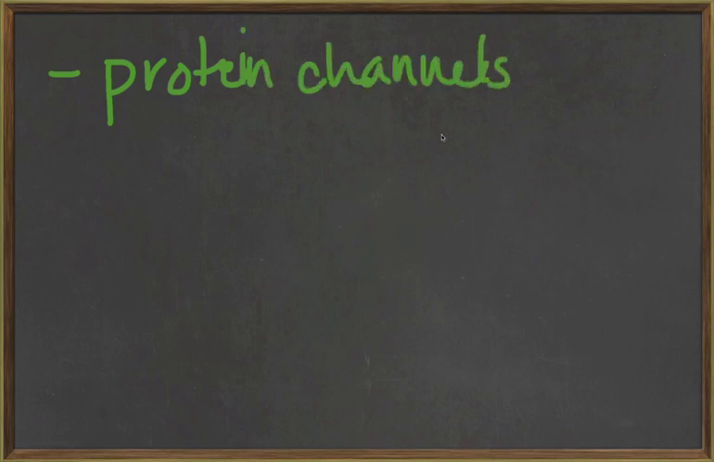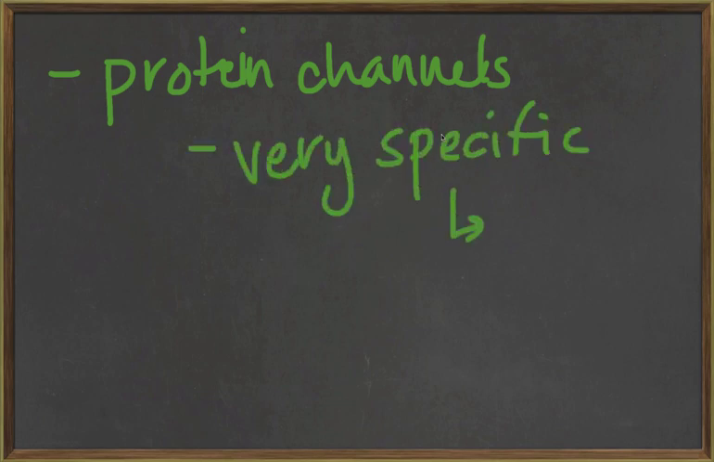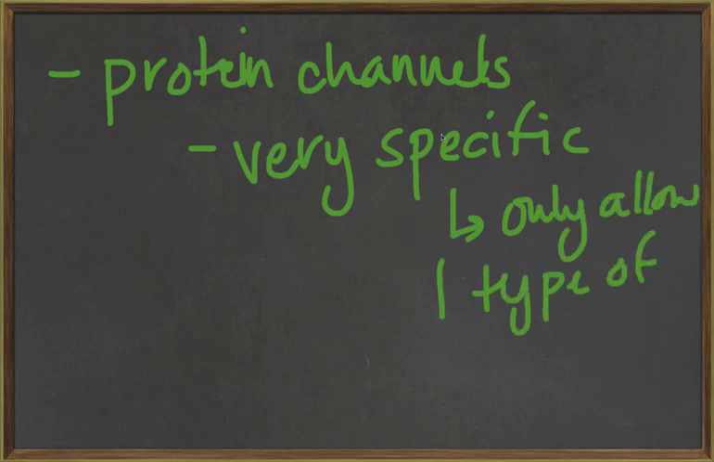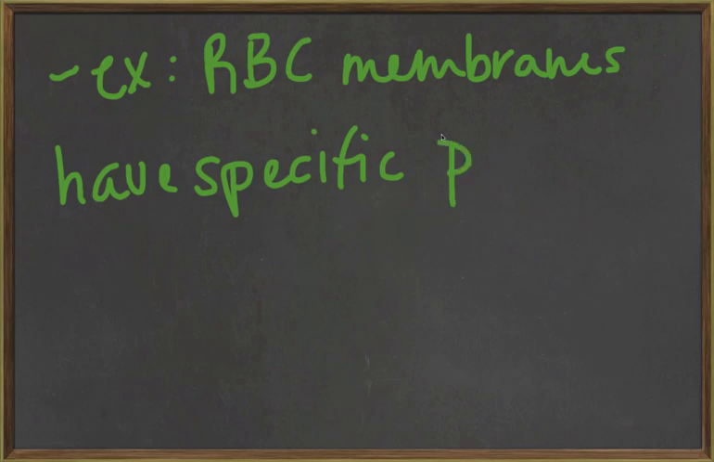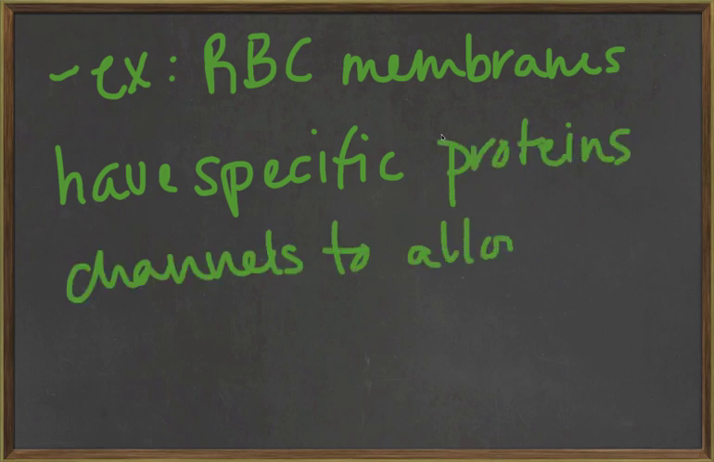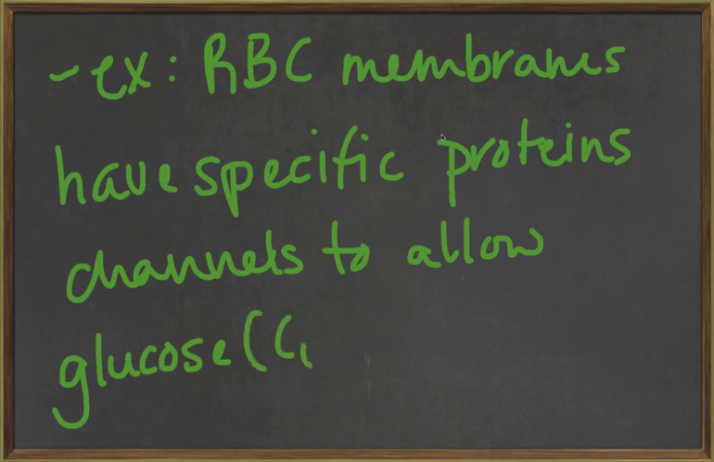One thing you need to know about the protein channels that allow for facilitated diffusion is that they are very specific. Typically, they only allow one type of molecule to pass. An example of this: red blood cell membranes have specific protein channels to allow glucose, that's your C6H12O6, so a pretty big molecule, to pass.